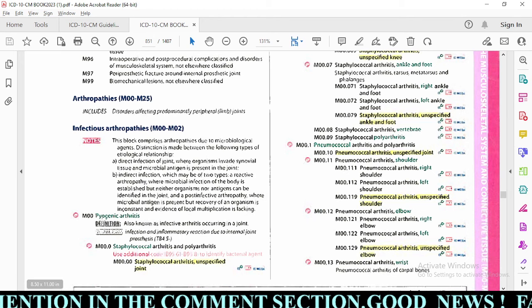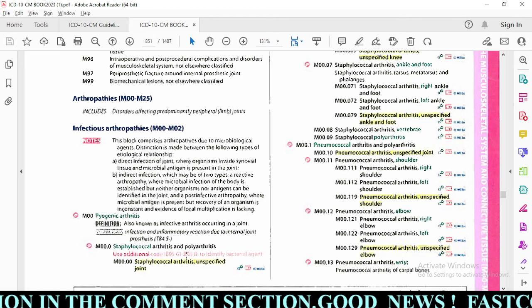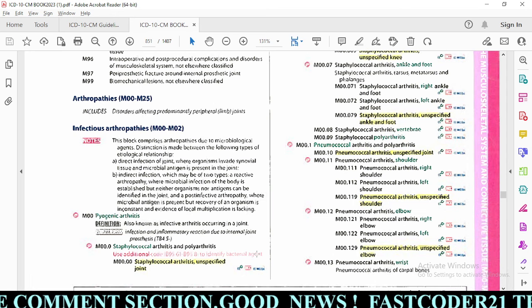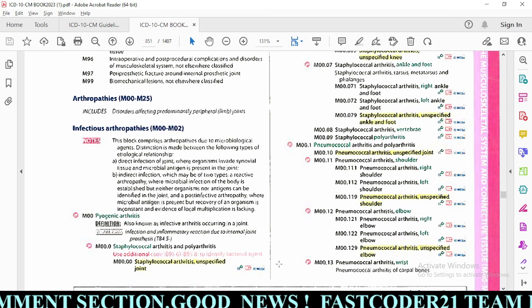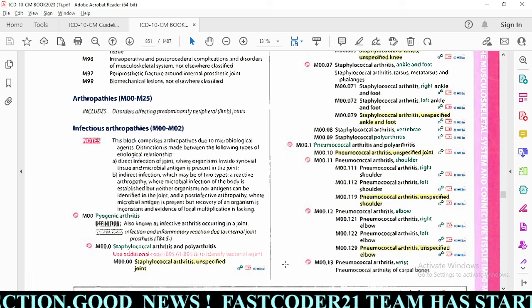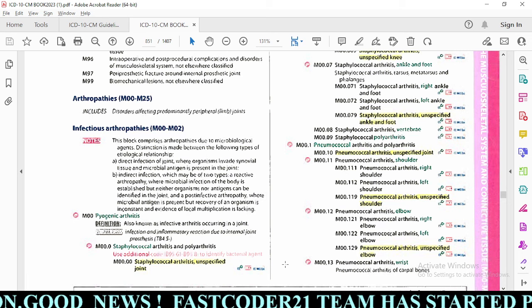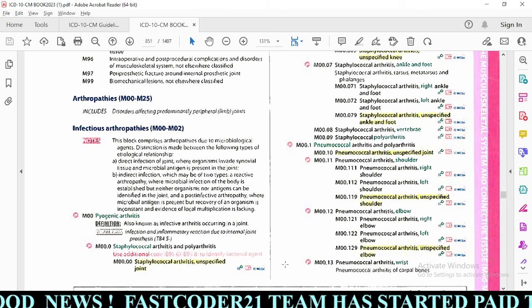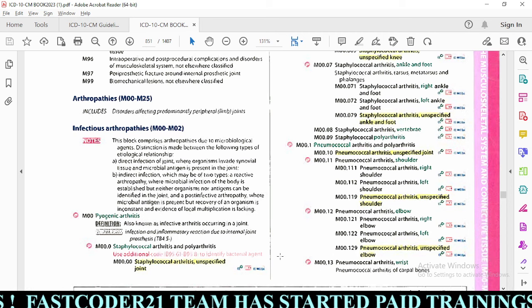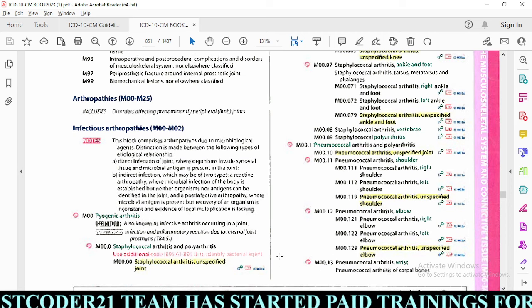See here, pyogenic arthritis. So you don't know what is pyogenic arthritis. But if you know the ICD-10 CM book functionality and uses, you can answer clearly. So what is pyogenic arthritis? Also known as infective arthritis occurring in a joint. So you need to understand that it is an infective arthritis occurring in a joint.